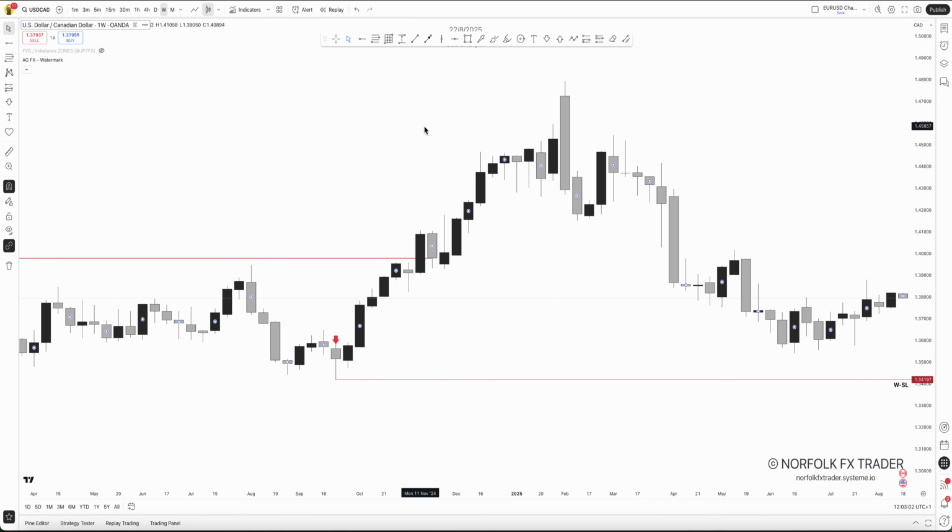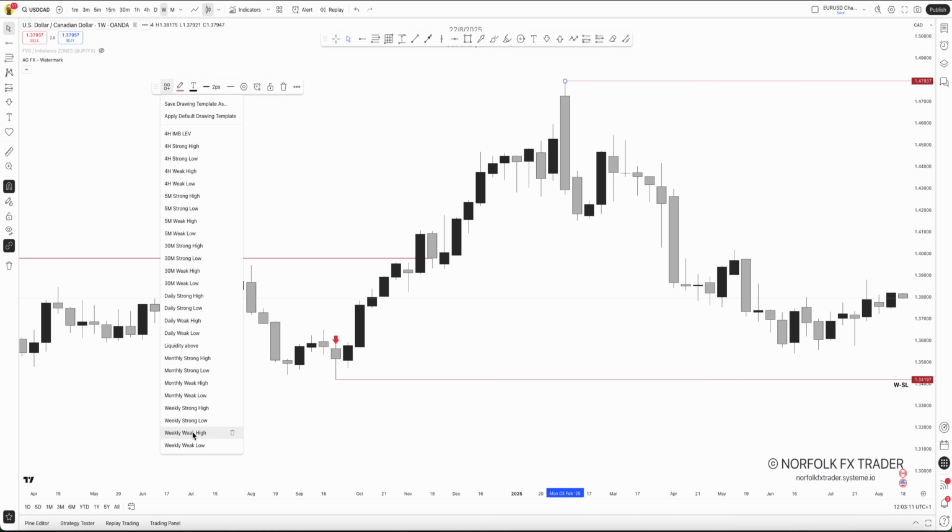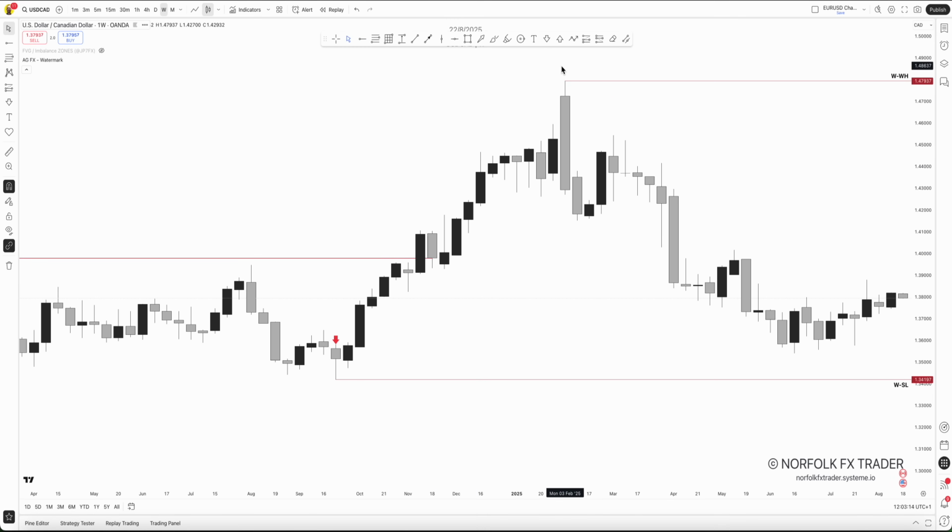And then we look for the same process. Once we see the breakout, we're looking for the close down. That happens on this candle, and that becomes our current weekly high in the market. So now we have the current trading range.